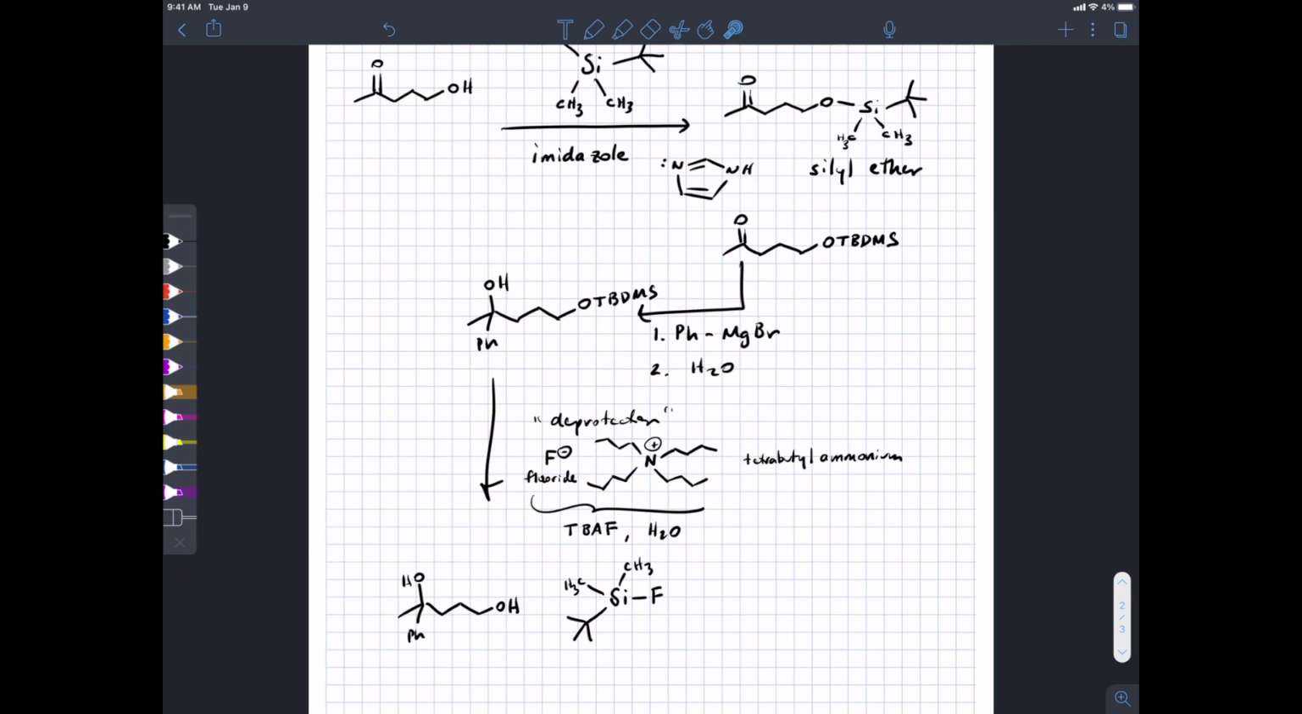So there are tons of silyl ether protecting groups. Some of them work better in different contexts. You don't need to worry about any of that. There are lots of other functional groups that might interfere with these kinds of reactions, like amines. We don't generally use silyl ethers for amines. We'll introduce protecting groups for amines later on.